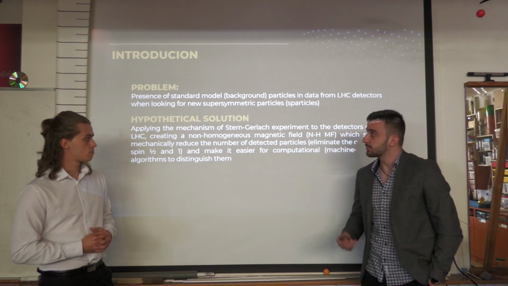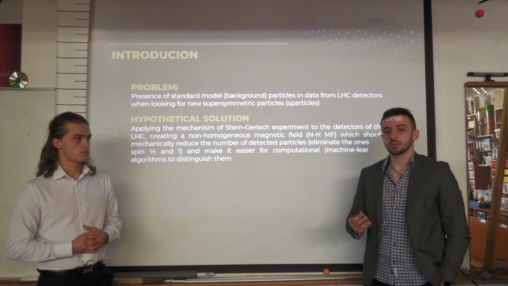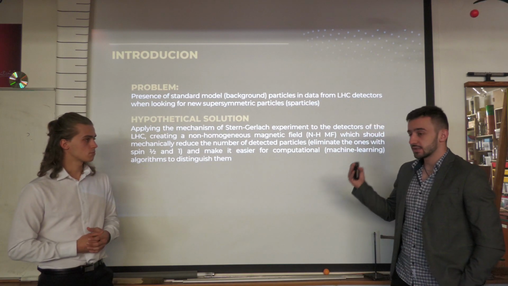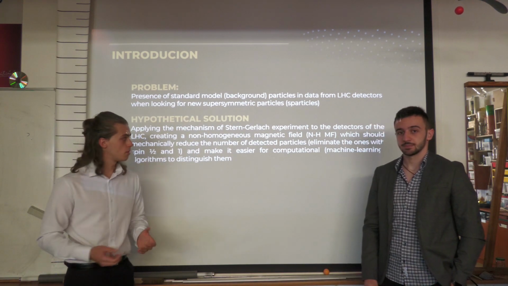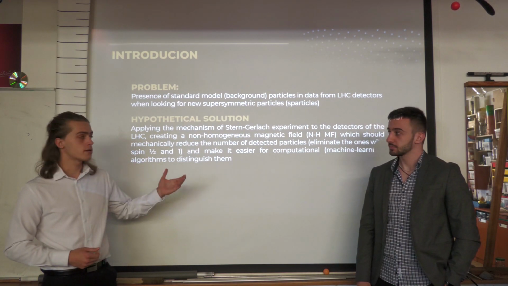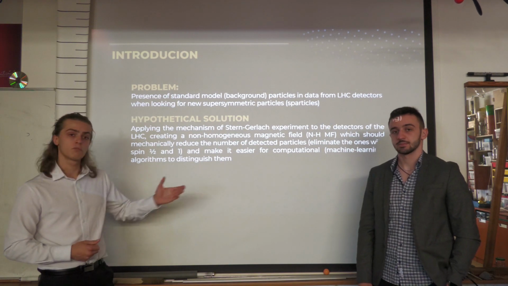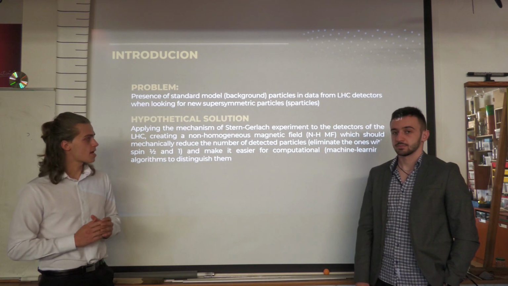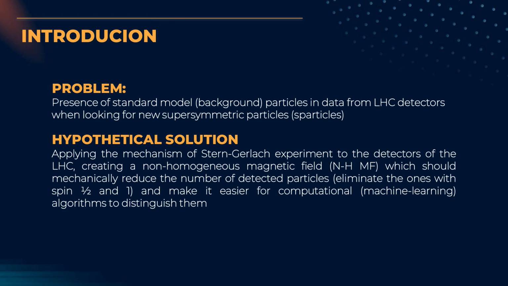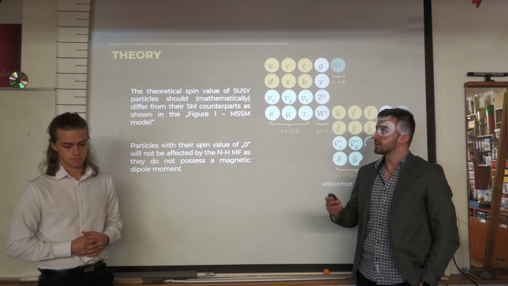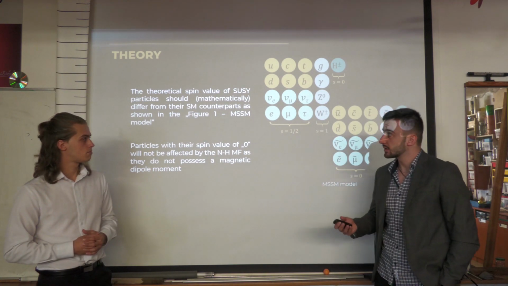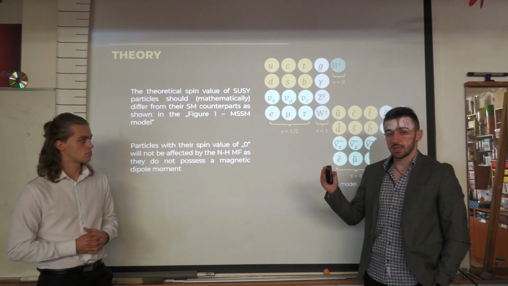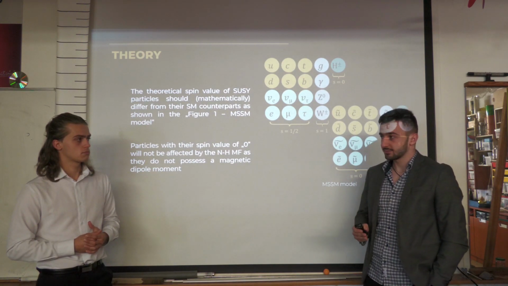And the first problem is the presence of standard model particles, or in other words, background, during the search of supersymmetric particles in the Large Hadron Collider. Our solution to this problem was that we would apply the Stern-Gerlach experiment, precisely its non-homogeneous magnetic field, which would siphon out the particles that are creating the background in search of supersymmetric particles. The theory behind it is that the theoretical spin value of SUSY particles, or in other words supersymmetric particles, differs from their classic counterparts.